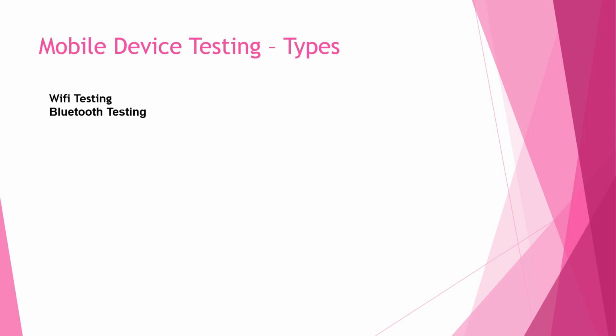Mobile device testing types. We have Wi-Fi testing and Bluetooth testing. We have to test the Wi-Fi and the Bluetooth, and see the communication happening through these channels. There are more types of mobile device testing, like network connections, SD card interactions, Bluetooth testing, and Wi-Fi testing.